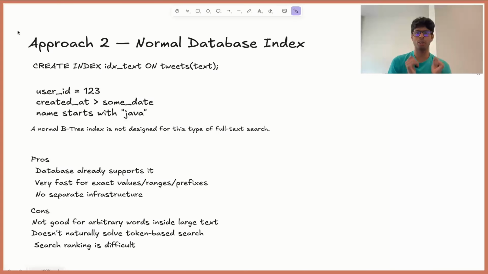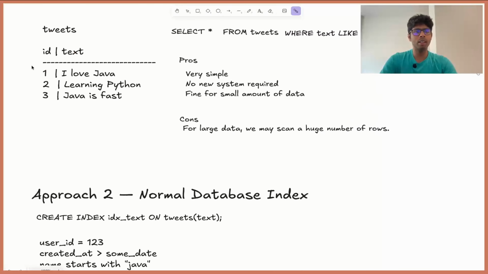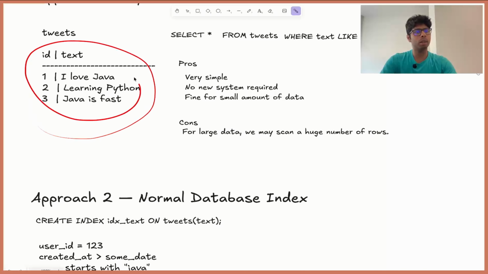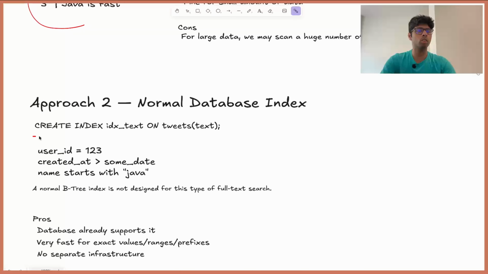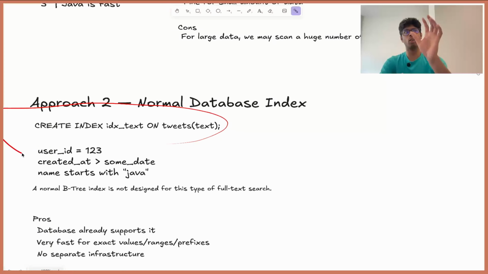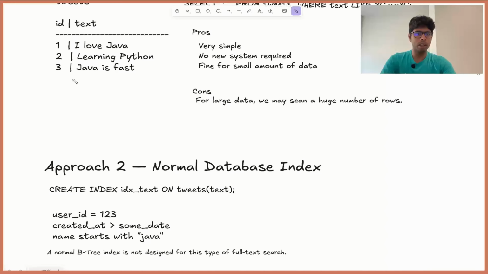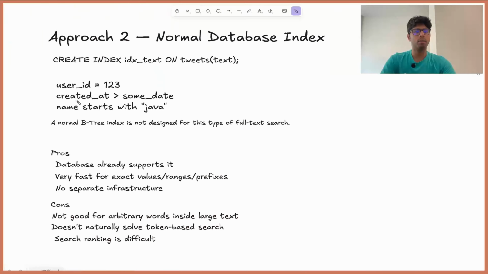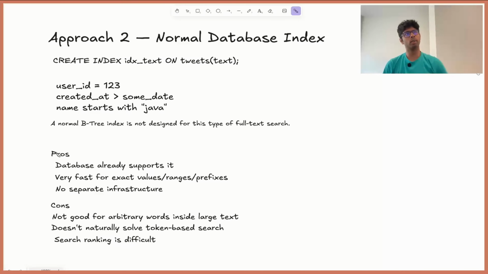Now we are going to talk about normal database indexing. That is approach 2. In approach 1, we are using a simple table, and now in approach 2, we are going to make an index on this text column. If we put an index on this text column, the search is going to be fast.